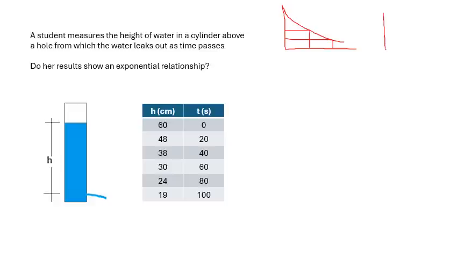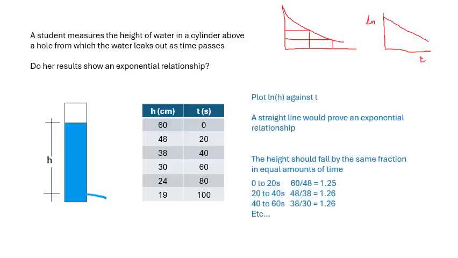From the numbers, one thing you would do, maybe if you had the time, which you probably won't in an exam, is plot the graph of the natural log of the height against time, then you should get a straight line, and that shows that it's exponential. The way I would do it in an exam is, so plot log h against t, the height should fall by the same fraction in equal amounts of time. That time doesn't have to be the half-life, it can be any amount of time.